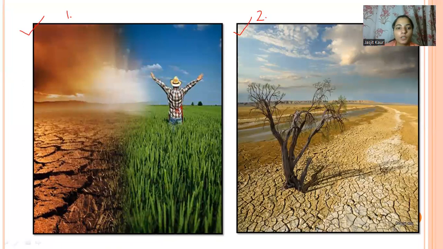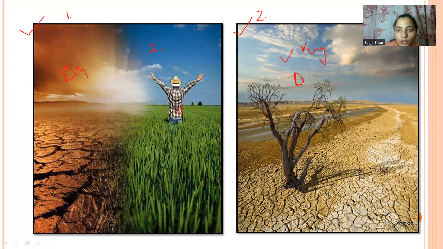Yes, so in the first picture we can say that on one side we have the dry land or drought area, and on the other side we have a good agriculture field, and here also we have an area which is very dry. Okay, so a very dry area is being shown.